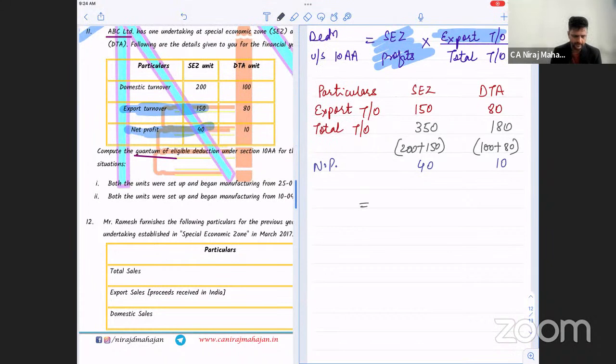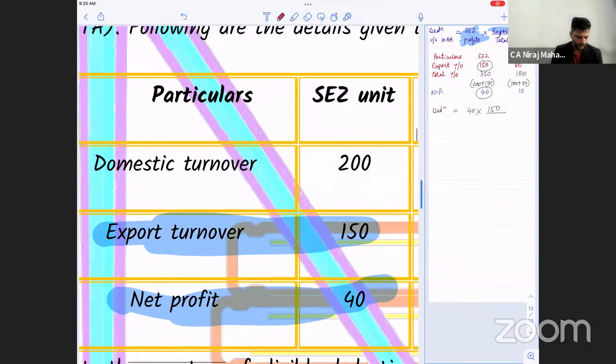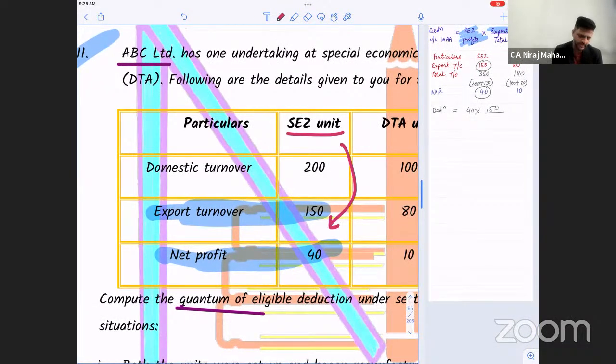So SEZ, chalo, let's write again our deduction. SEZ profit is how much? 40, correct everybody? Export turnover of SEZ is how much? 150. But total turnover of SEZ now, is it compulsory for SEZ to sell only outside India or only do exports? Is it compulsory? No, so SEZ is also selling in the domestic area, yes or no? So what will be the total turnover of the SEZ? Total sales, export plus domestic sales. Yes or no, understood? So my total is the addition of both, 200 plus 150, got it everybody? So my denominator is what? 350.